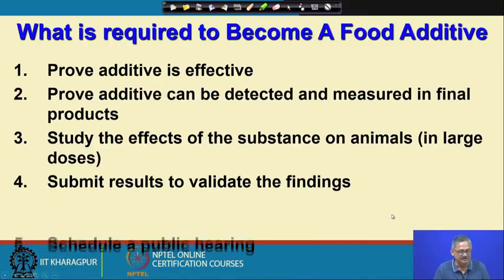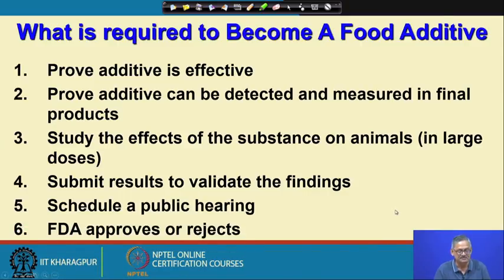We see that there are six things which we can safely say are the minimum requirements for any substance to become an additive to the food. First, the additive should be effective. What you are adding must be effective, otherwise what is the purpose, why should you add it, right? So, it must be effective. That is one requirement to become an additive.